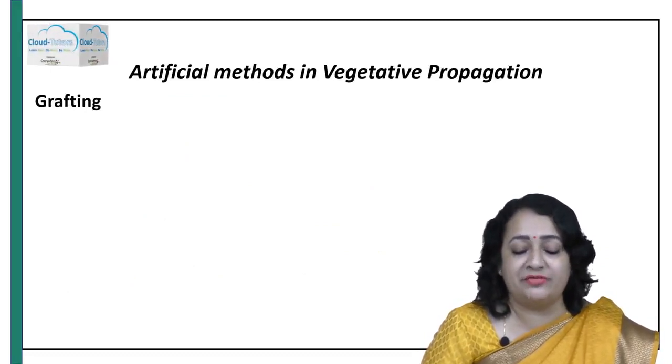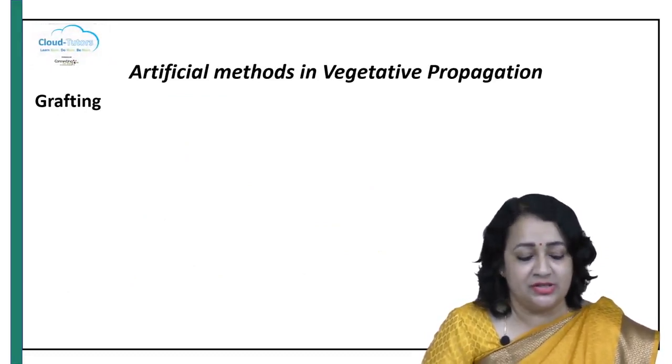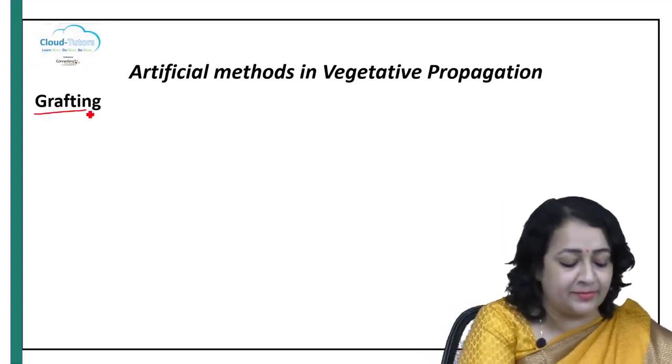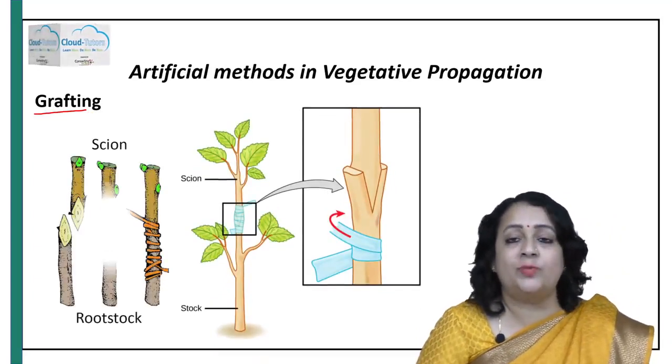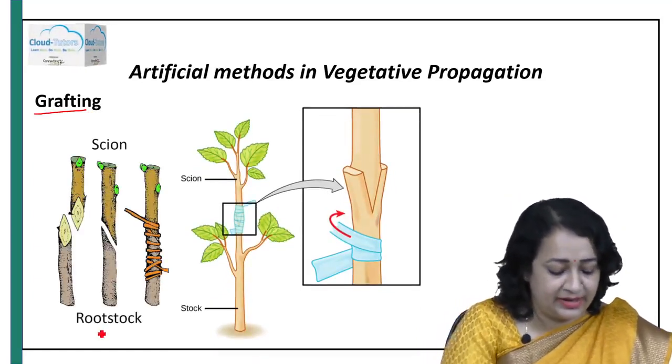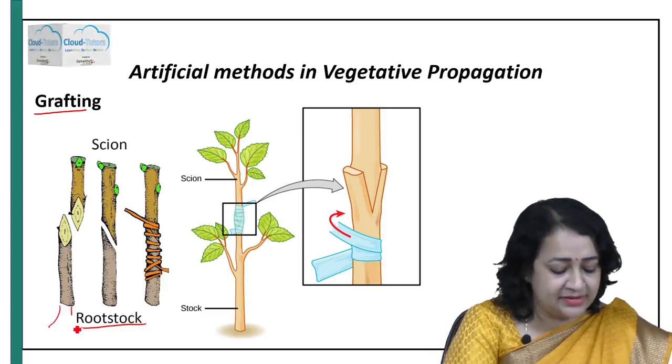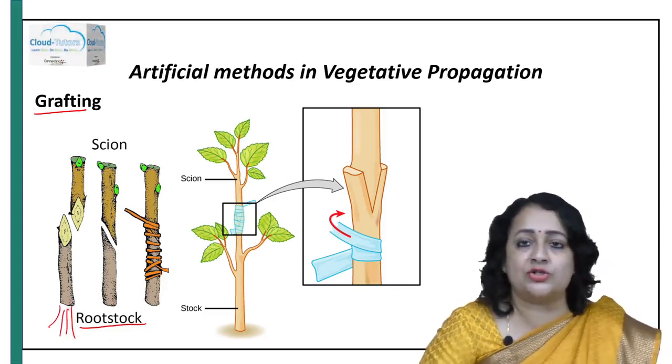Next we have artificial methods of vegetative propagation. So artificially, how can we do vegetative propagation? The first technique under this is called grafting. For grafting we will need two plants. One plant will be used as a root stock. The plant which bears the root is called the root stock.